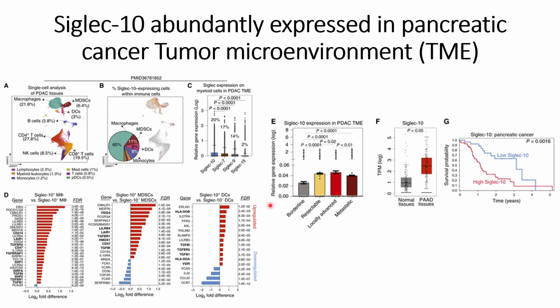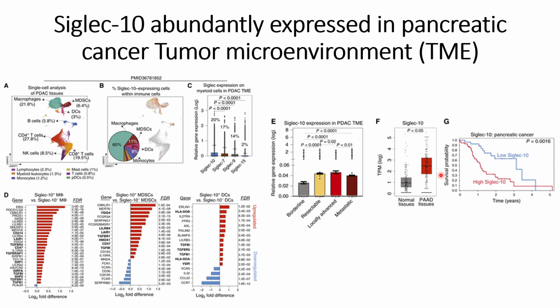And afterwards, they checked the Siglec-10 expression in different stages of the cancer, such as the borderline or the adjacent cells, which have lower expression of Siglec-10, whereas the resectable and locally advanced cells have high expression of Siglec-10, and even the metastatic cells show high expression of Siglec-10, indicating that Siglec-10 could also be a marker for metastatic cell lines. But it is not restricted to the metastatic cells. The other stages also contain high Siglec-10 expression.